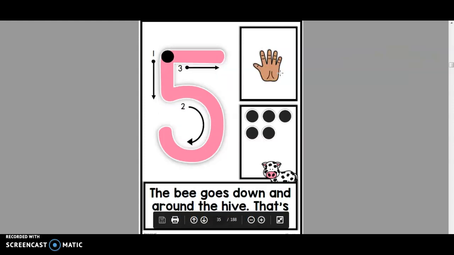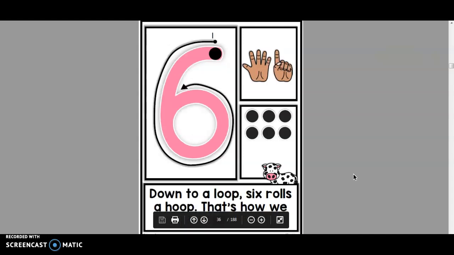This is number 5, and we show one hand, open hand with all our fingers to show number 5. And here we have 5 dots. 1, 2, 3, 4, 5. And this is how we draw or write number 5. You can do it in the air. You make one line going this way, then you come down, and then you make like a little curve all around. Okay, that's number 5. Try to do them at home with your finger in the air.